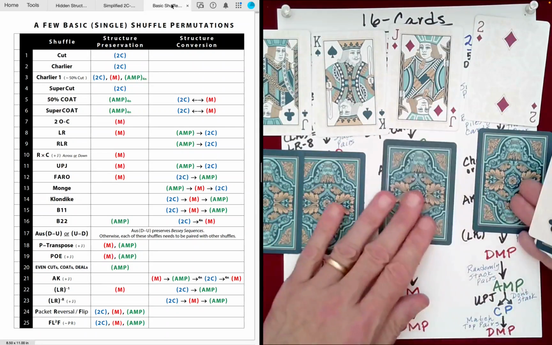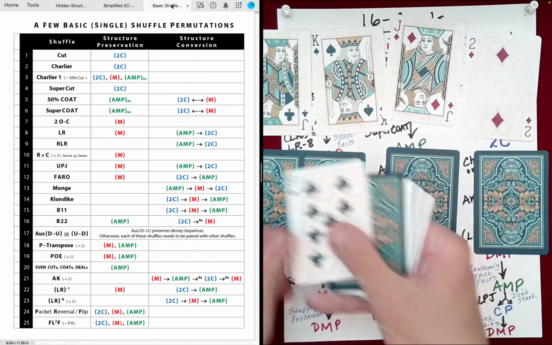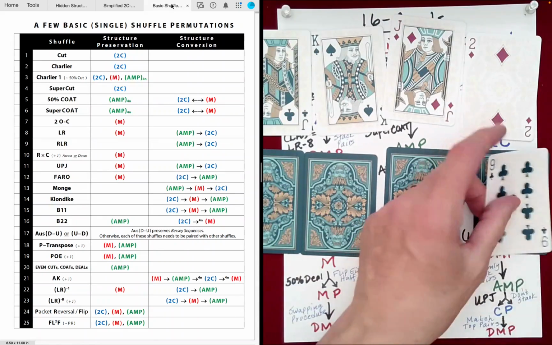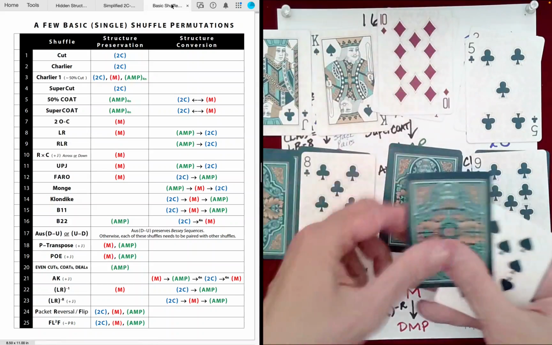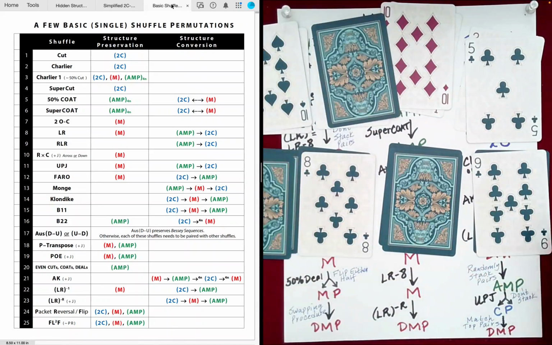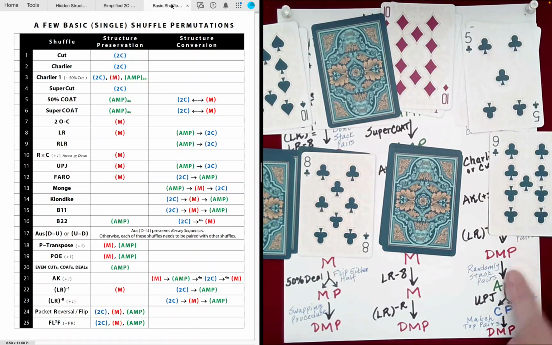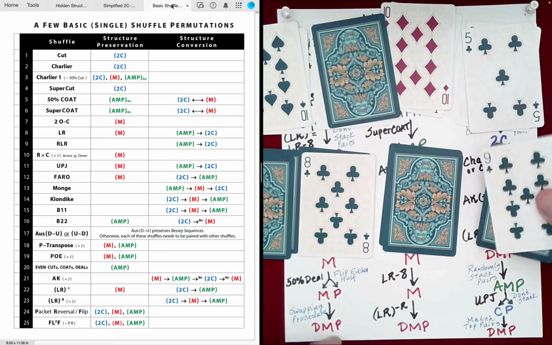Now, LR negative R, you remember that negative R? So instead of going 1, 2, 3, 4 again in the same order, we go in reverse order. 1, 2, 3, 4, 5, 6, 7, 8. Okay, so this will now be a DMP. There it is, DMP. Let me just show that. But don't stack the pairs, a DMP.